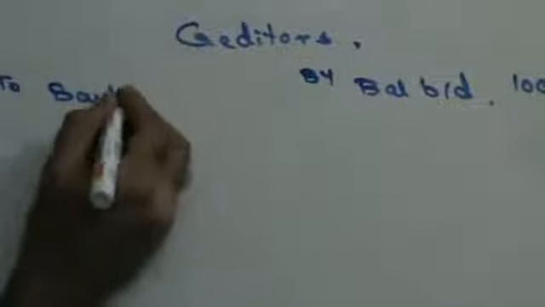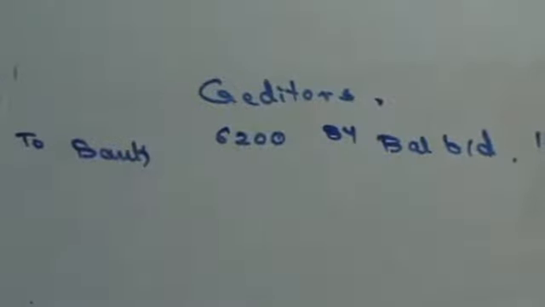Payment to creditors, right? If I'm paying to creditors, they are going to be the receiver. Debit the receiver, since they are the receiver, I will write this on the debit side to bank. How much is the amount? 6,200. Next, let's move on ahead.